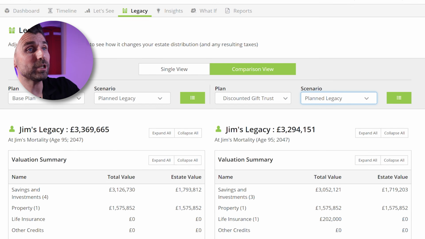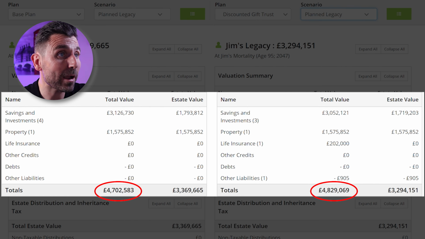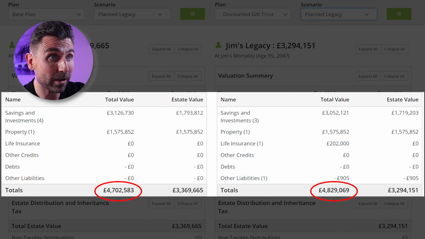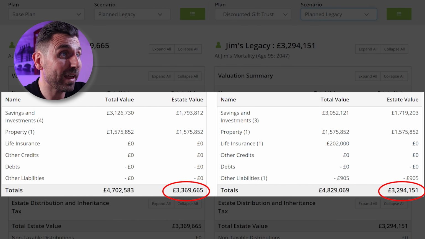We can see that by using this trust, we've increased the gross projected value of Jim's future assets by around £117,000, but decreased the estate value, i.e. the amount that's subject to tax, by £75,000.